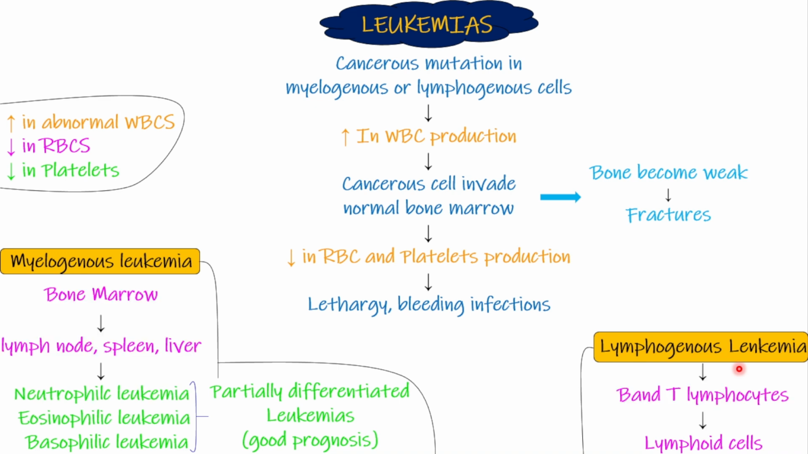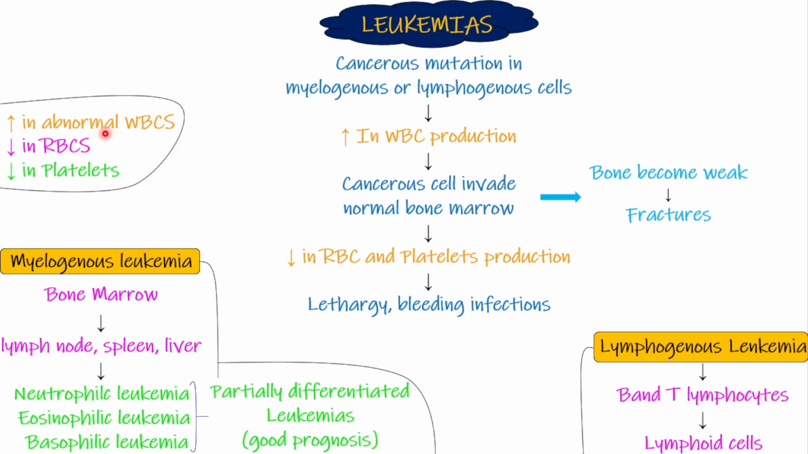Okay, and now from where are they produced? The myelogenous cells are produced from the bone marrow, whereas the lymphogenous cells are matured in the lymphoid organs. Okay, so you can see the involvement of bone marrow, lymph nodes, spleen, and liver, and other lymphoid organs in the leukemias.